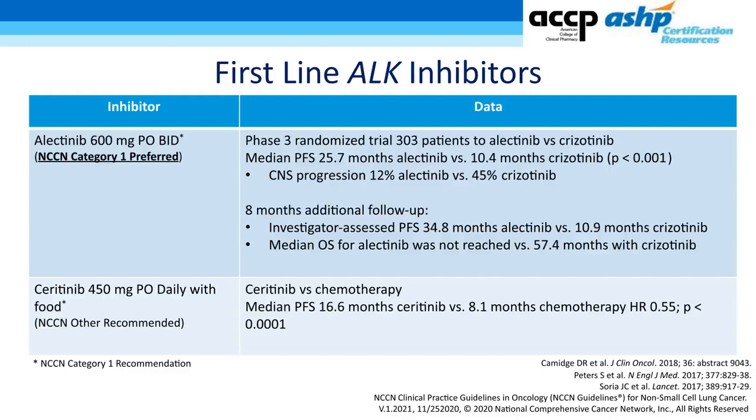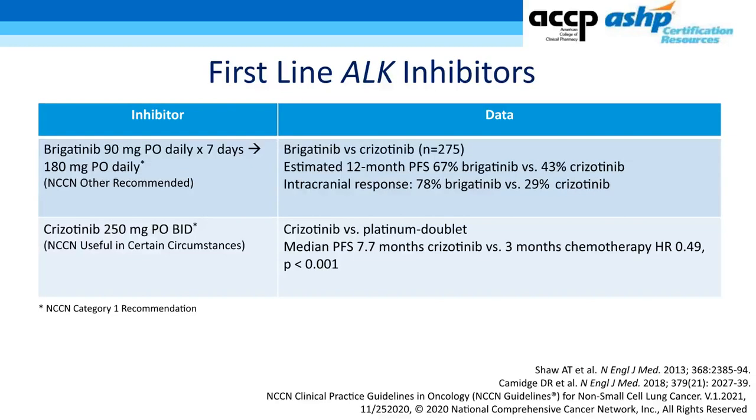mouth daily with food. We also have brigatinib as an option for first-line ALK positive patients, again receiving an NCCN other recommended categorization. One thing to note is that brigatinib does require what we would define as some bridging therapy, and I try to remember that by brigatinib and bridge. Patients require starting at 90 milligrams by mouth daily for 7 days and then increasing their dose to 180 milligrams by mouth daily. And that was to reduce what was originally seen as an increased risk of pneumonitis.